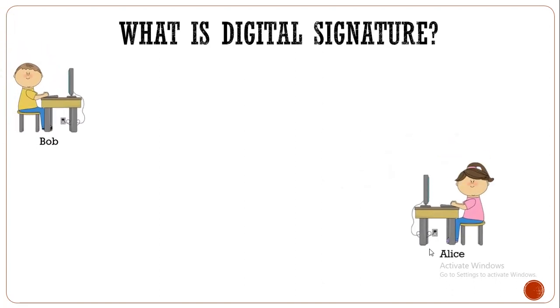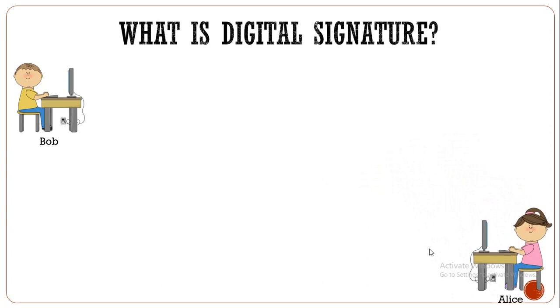So again we have two users, Bob and Alice. As we are using public key infrastructure, both of them have their own public key and private key. The private key is kept secret with them, and the public key is made available to all users across the world. So Bob now wants to send a message to Alice.